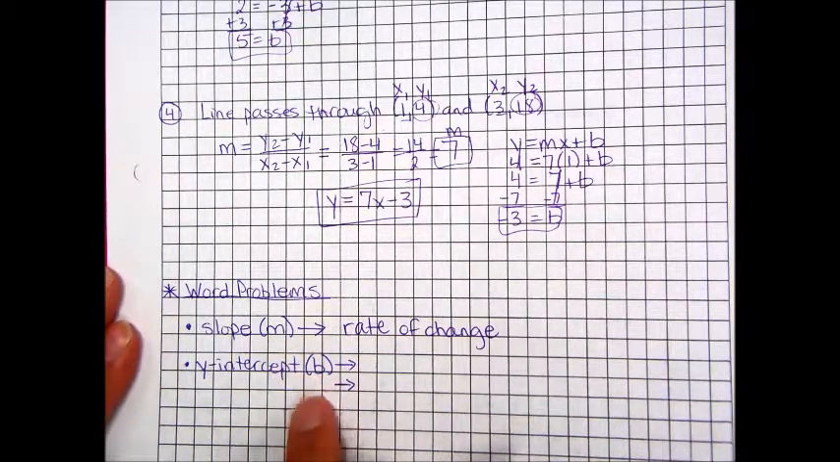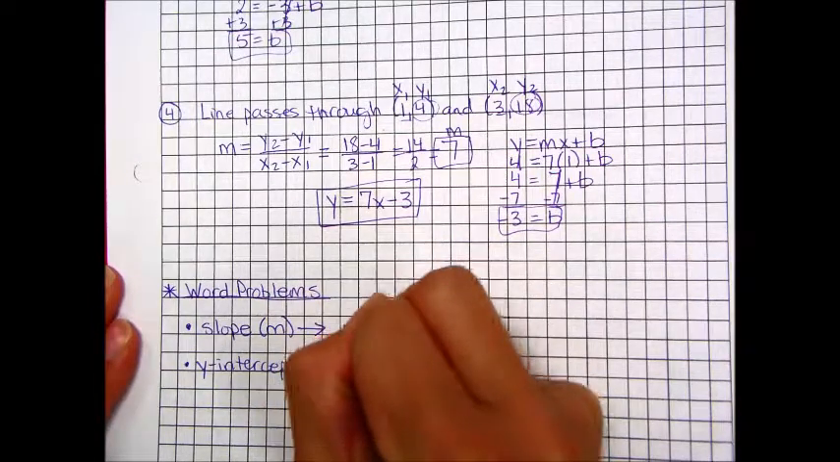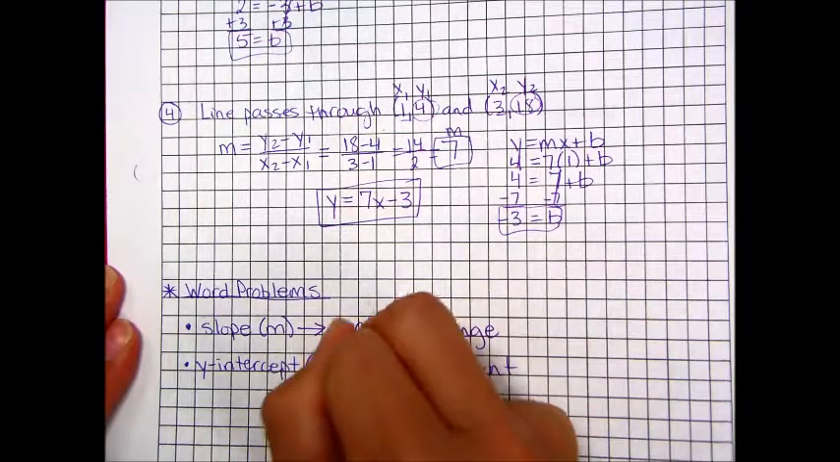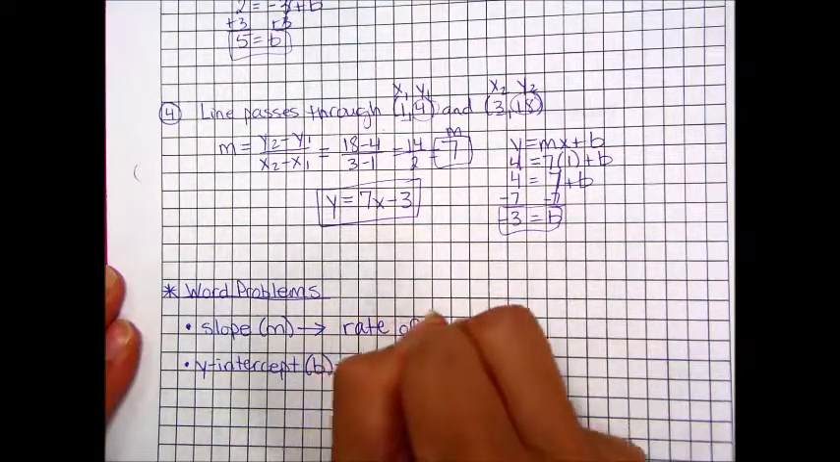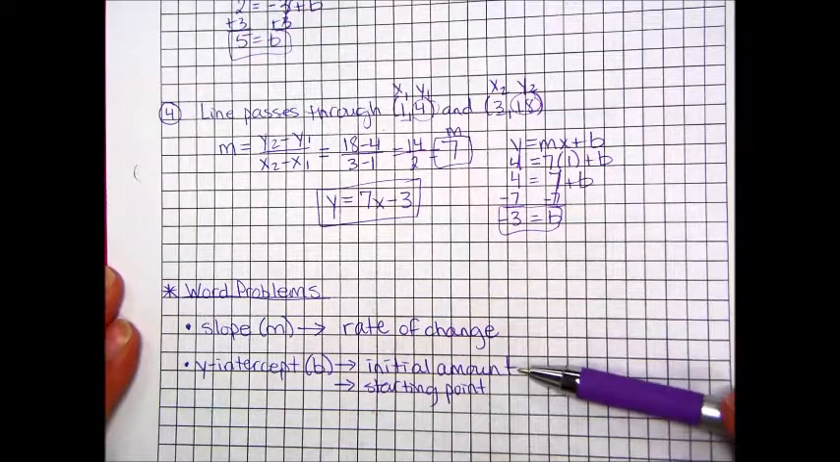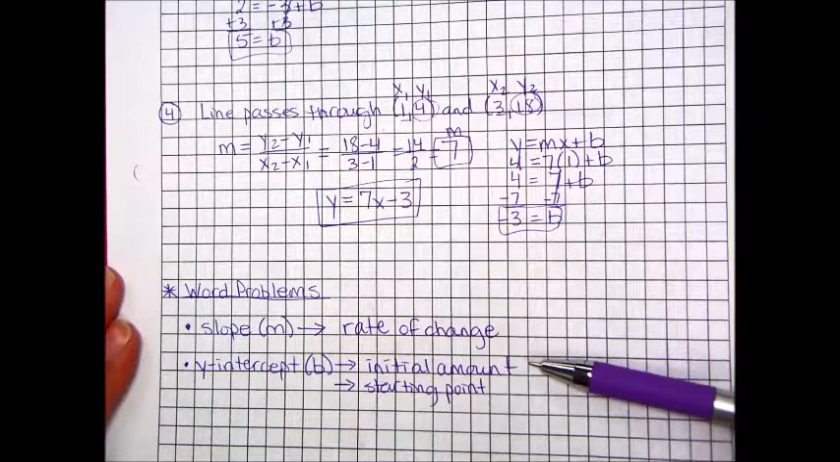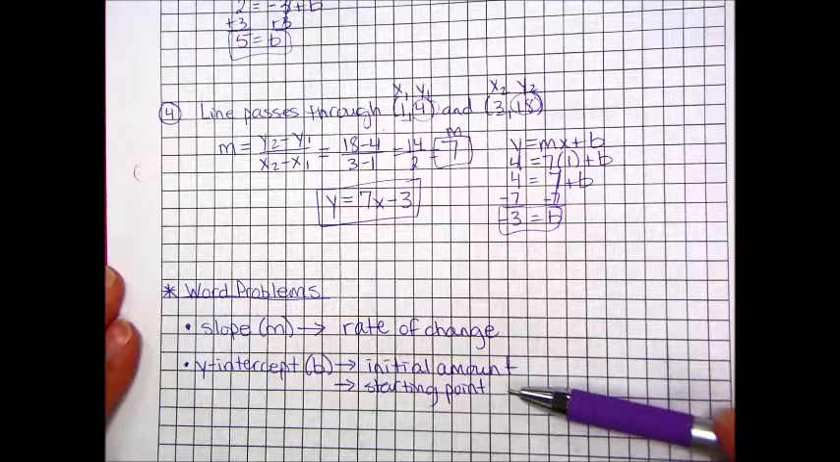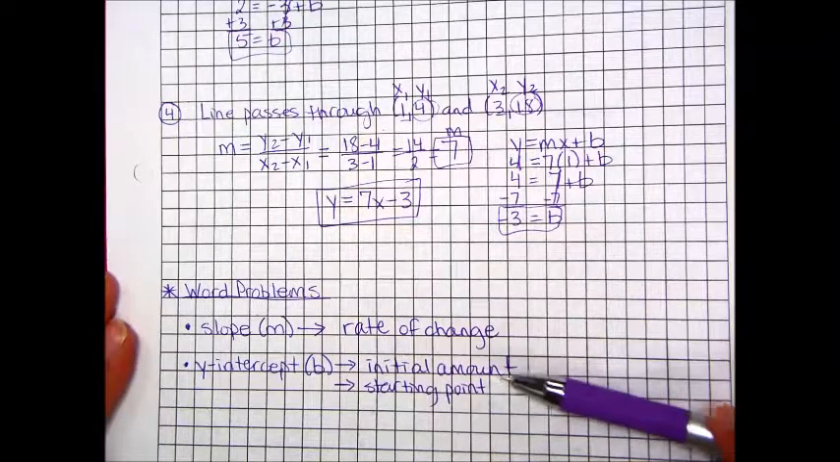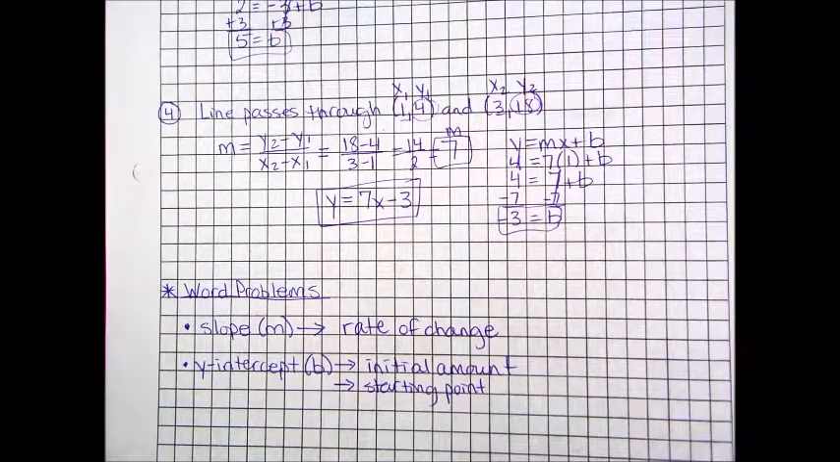Y-intercepts, you're going to be looking for something that either talks about what the initial amount or the starting point was. So if they talk to you about, hey, this guy had a bank account and he initially put $360 into it, there's your y-intercept, okay? Or wherever someone started from, kind of the initial original starting point that they speak about in a word problem. That should be your clue that you're looking for the y, or that you're looking at the y-intercept.